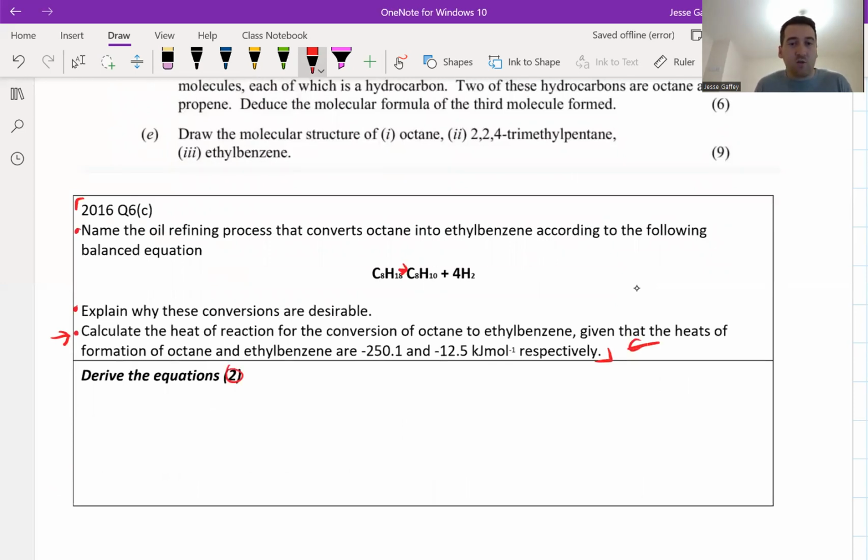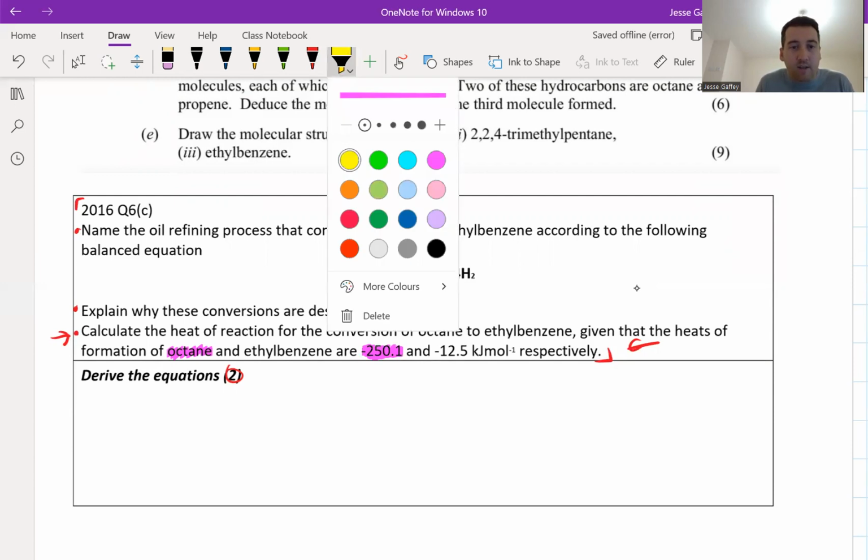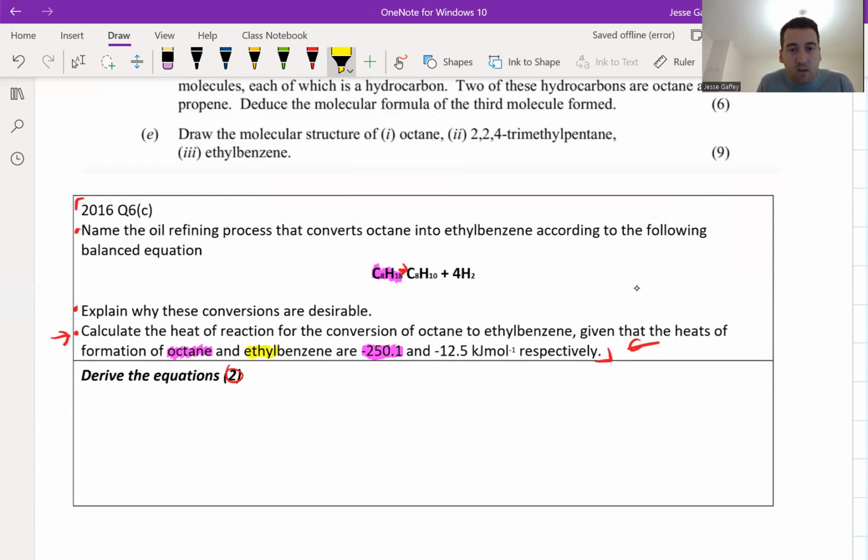Pause the video and do that now, please. Okay, so what are we doing? We are given, in a purple highlighter, the heats of reaction for the formation of octane. That's the first name, octane, C8H18, and this is the number. The second chemical that we're told about is ethyl benzene, which is this chemical here. Of course, we're not interested in the other one. We won't have any heat of formation for that because H2 is an element. So this is minus 12.5.